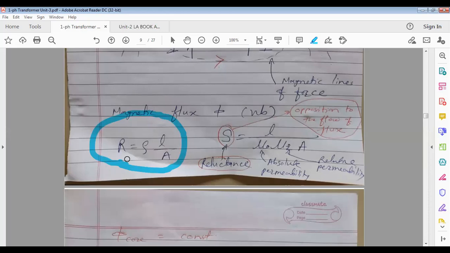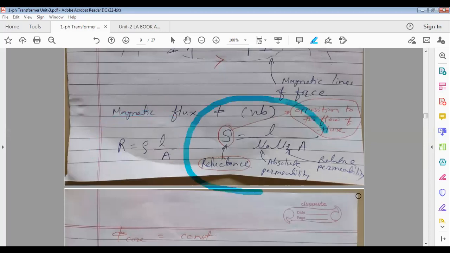We use copper and aluminium for the flow of current. Why? Because their conductivity is very high, resistance is very less. Similarly, in magnetic materials, silicon steel, cast steel, cast iron, these magnetic materials are used for the flow of flux. Why? Because their relative permeability is very high.